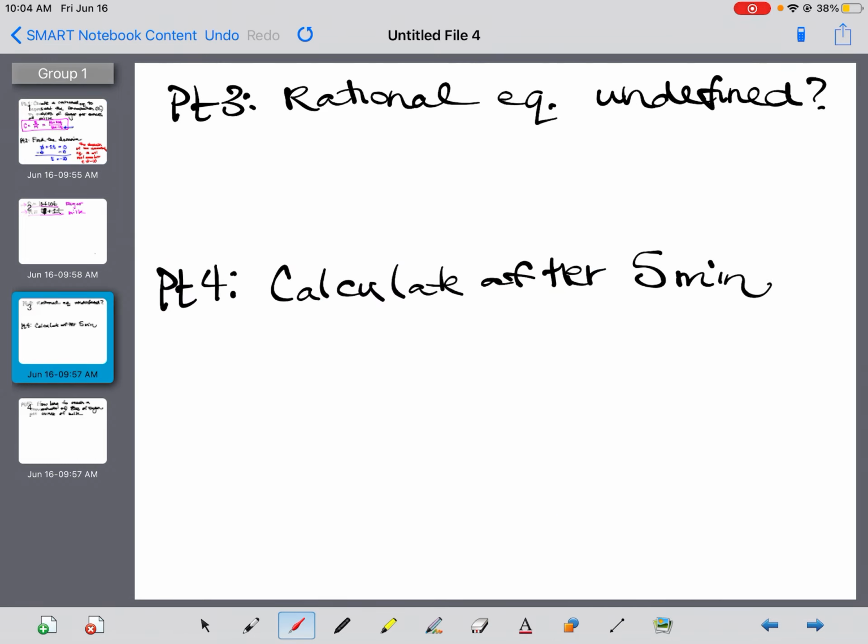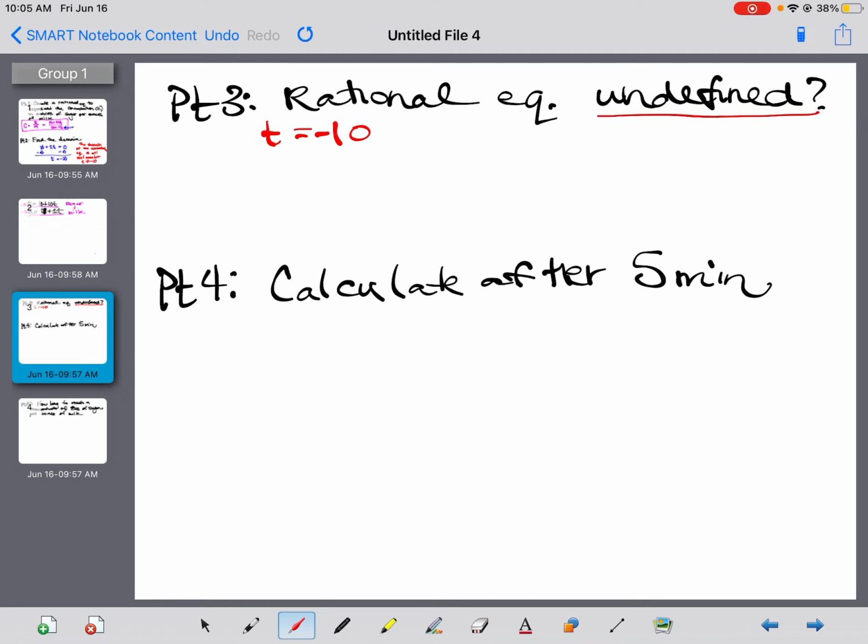Part 3 says, will we encounter a time where the rational equation is undefined? Explain your reasoning. Right now we know from the domain that at -10 our function is undefined. So if you were to graph that, at -10 you're going to have a vertical asymptote. But here's where the kicker is.